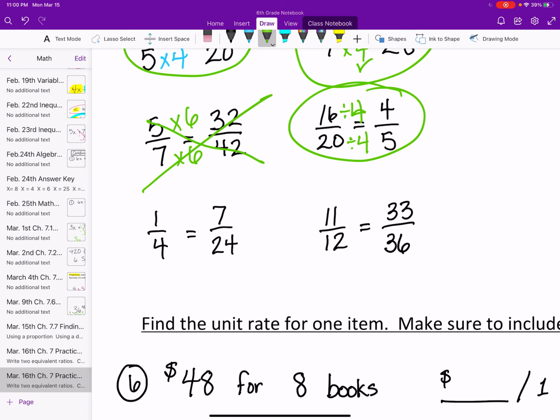Okay, going to our last row. 1 times what gets me 7? 3 times 7. So now I'm checking, does 4 times 7 really equal 24? Nope, it doesn't, so it's not an equivalent ratio. Last one, 11 times what gets me 33? That'd be times 3. Now I'm checking, does 12 times 3 really equal 36? It does, so it's an equivalent ratio.